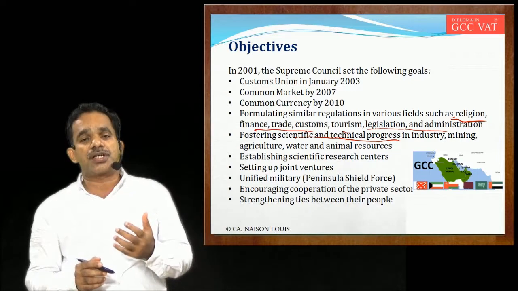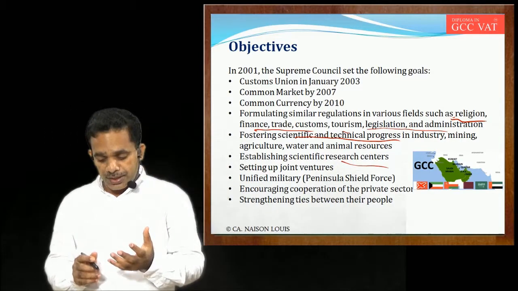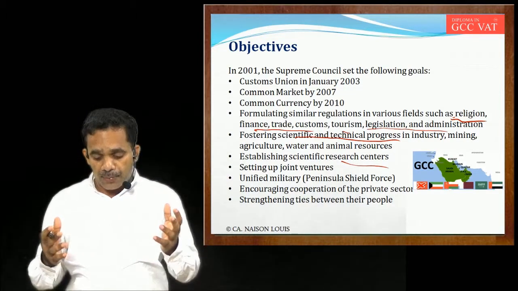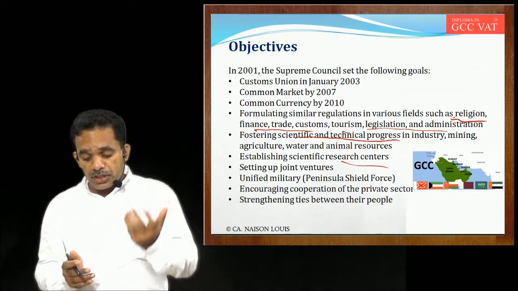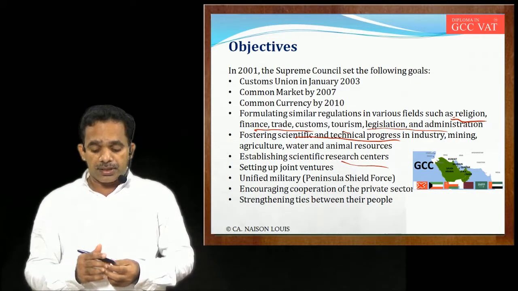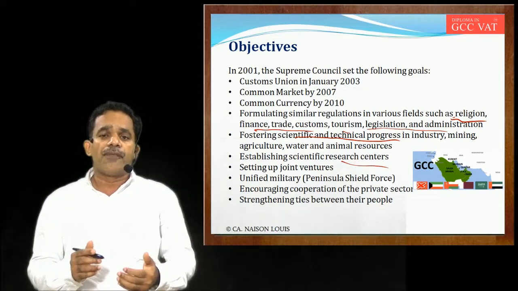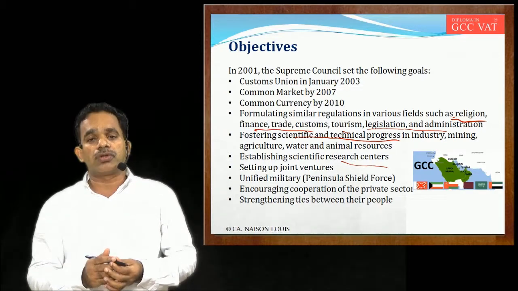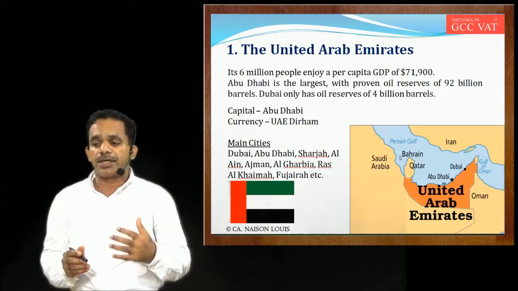Again, establishing scientific research centers, setting up joint ventures, and a unified military. They were thinking about a peninsular shield force. Then encouraging cooperation of the private sectors, then strengthening the ties between their people. So all these goals were set when they first made the Supreme Council in 2001. Then let us understand each country.